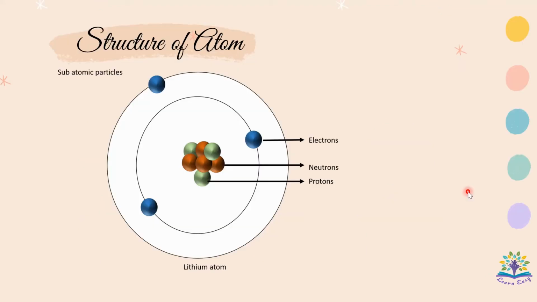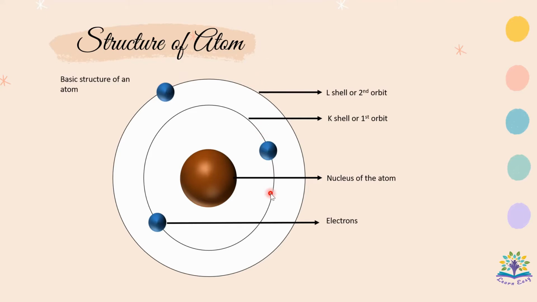Structure of an atom. We know that an atom is made up of subatomic particles such as electron, neutron and proton. In this, neutron and proton are present at the center of the atom, and this region is called the nucleus. The electrons revolve around the nucleus in paths called orbit or shell. This orbit or shell has a certain amount of energy associated with it. The first orbit is also known as K shell, the second orbit as L shell, third as M, fourth as N, and so on.